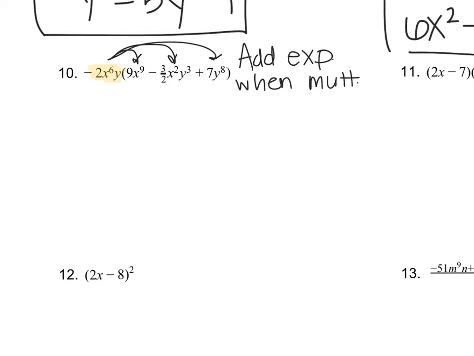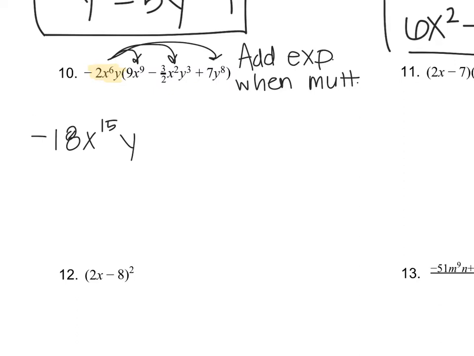when multiplying. So negative 2 times 9 is going to give us negative 18. X to the 6th times x to the 9th, we're going to add those exponents to get x to the 15th. And since there's nothing for the y to multiply with, it stays y.